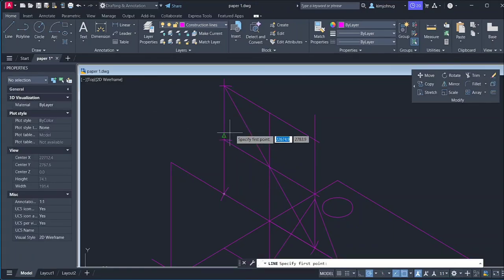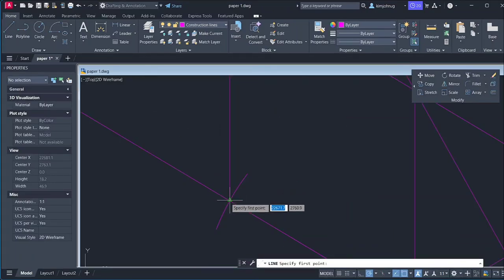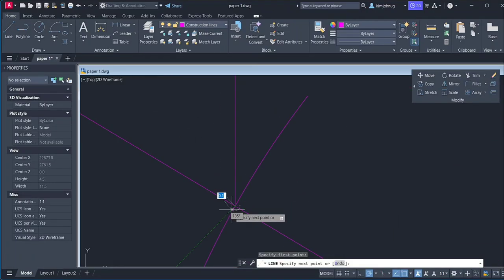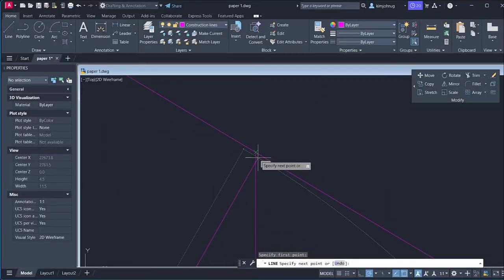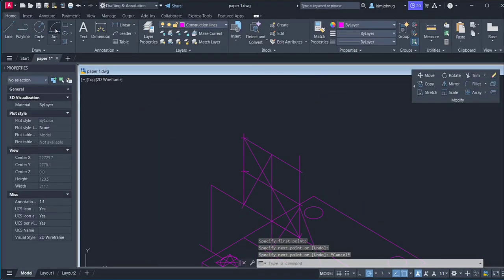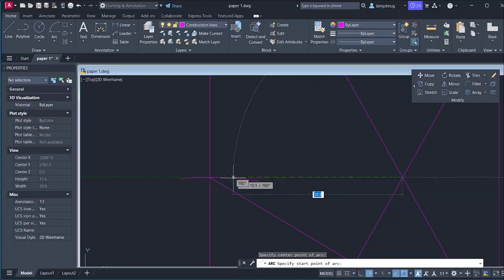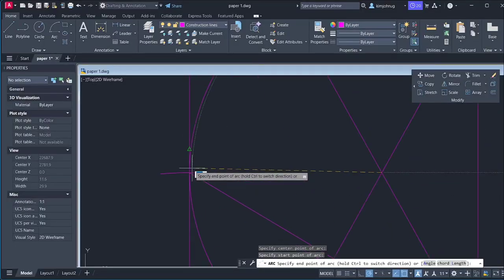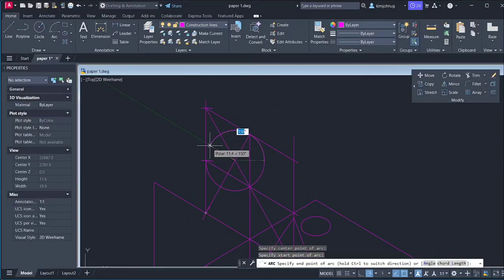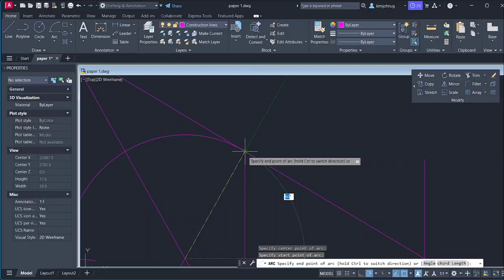I need a shorter diagonal from here going to this point. Right. Then my arc tool, specify the center. The center is here. Specify the start. Start is here. Sorry, sometimes I just press Ctrl. Don't worry about that.